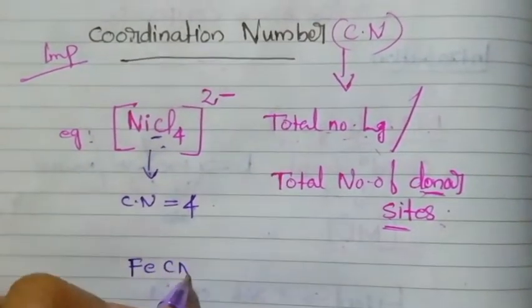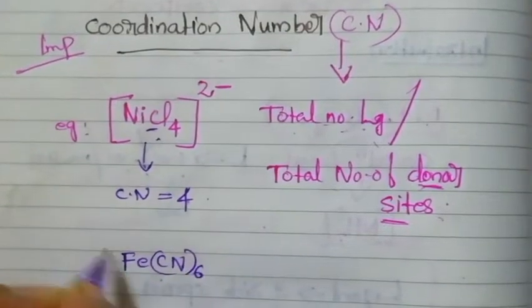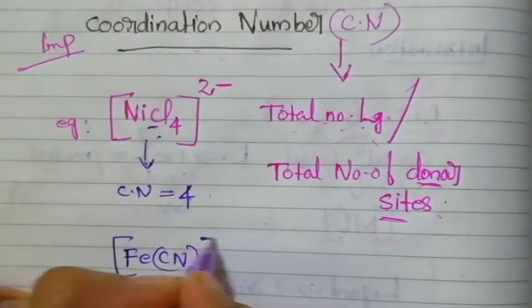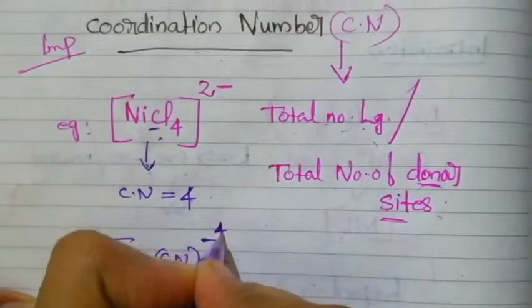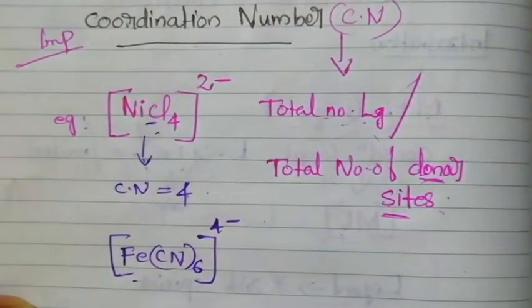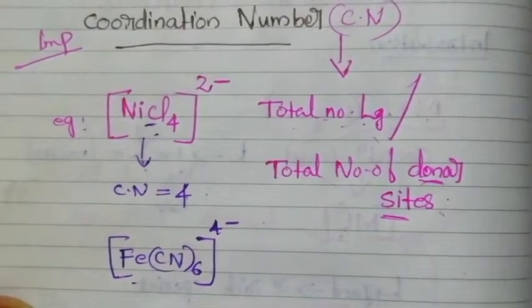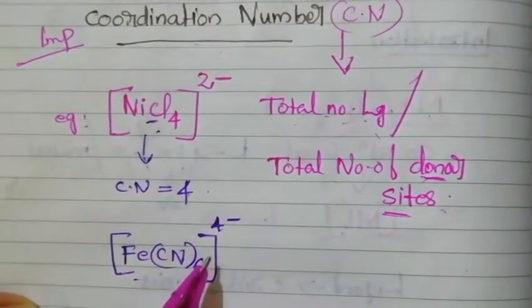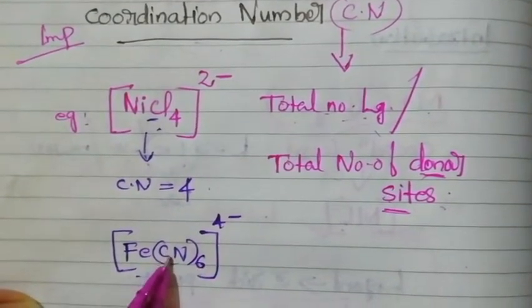Now let's write another example. [Fe(CN)6]4−. Here, when we write polyatomic ions, we will use a bracket. All those things we will study later.